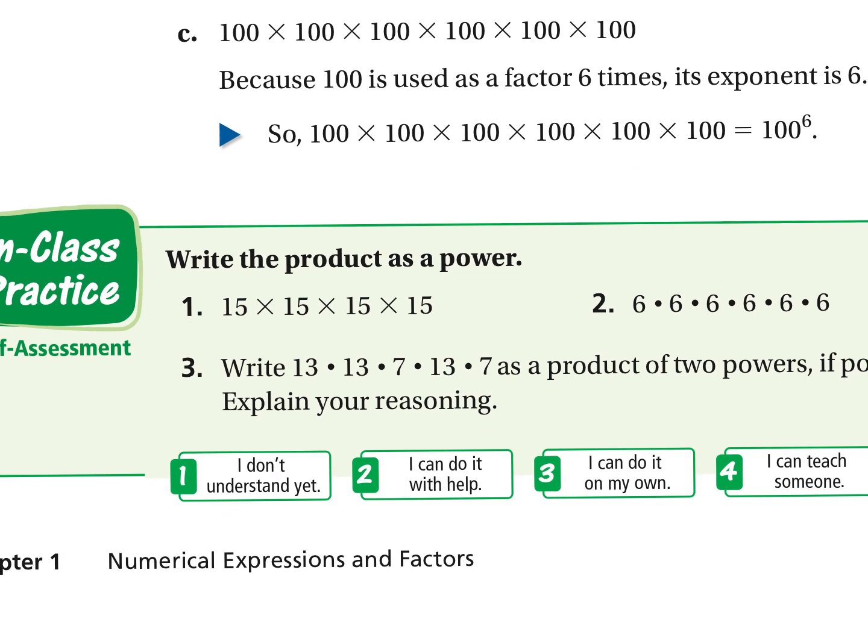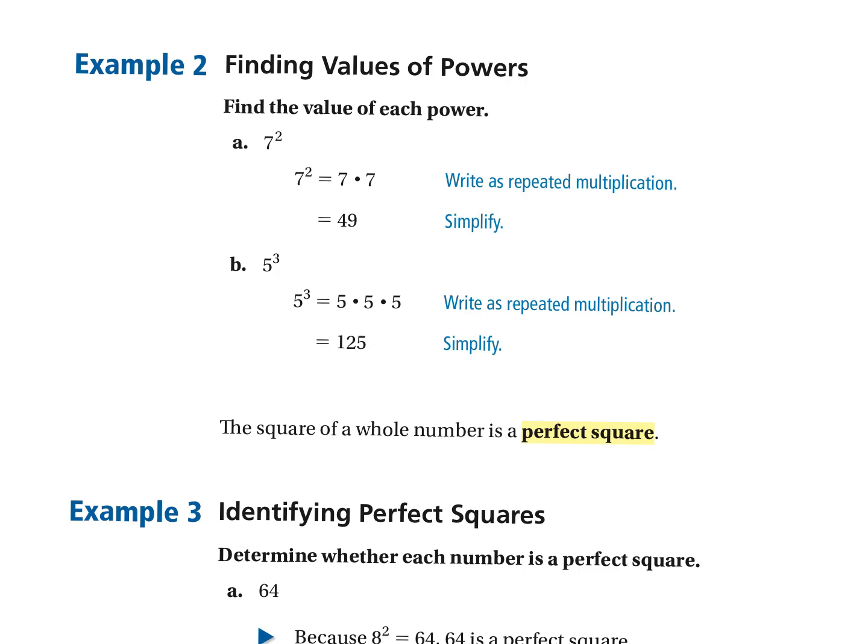All right, let's look at our example 2. Now we're actually finding the values of powers. So this time we're going to actually work it out and find the value. So these two examples already have them done for us. 7 squared is 49. 5 cubed is 125, not 15.